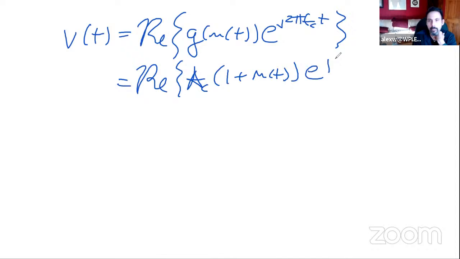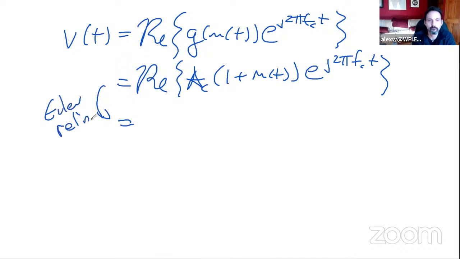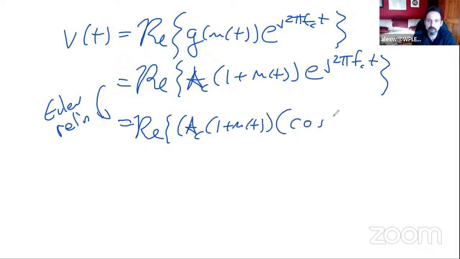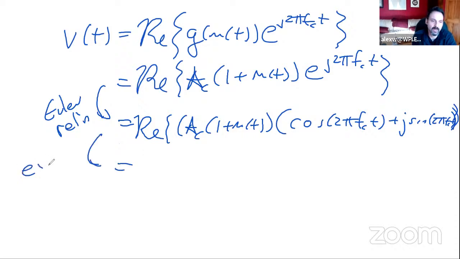And now let's use Euler's relation. So what I do is I do this: cos 2 pi fc t plus j sine 2 pi fc t. Expand out.